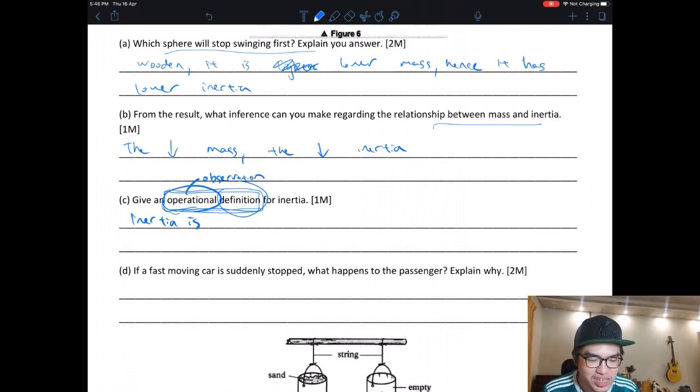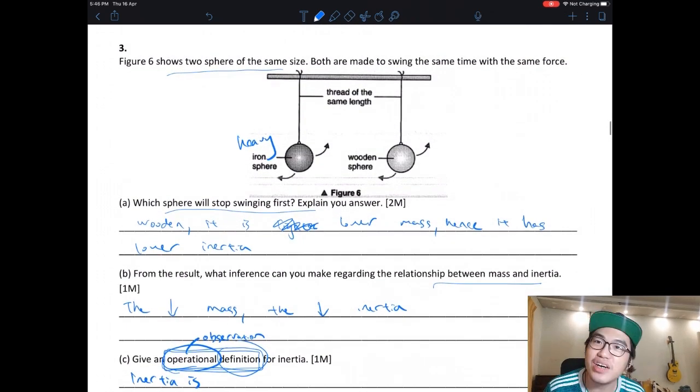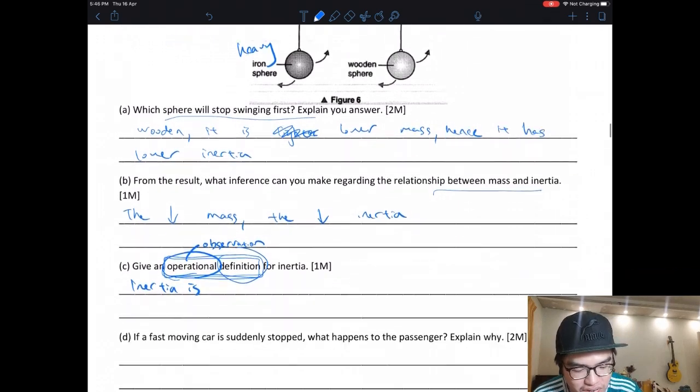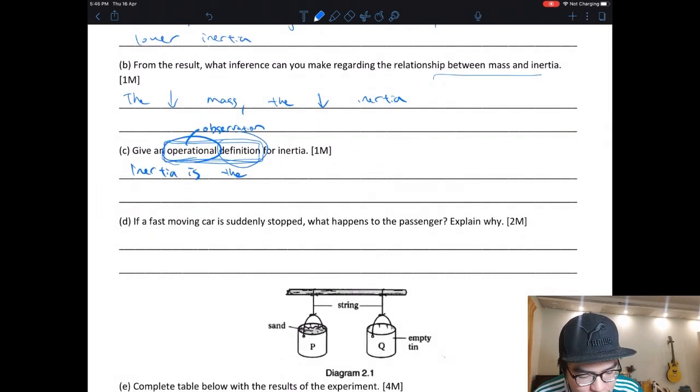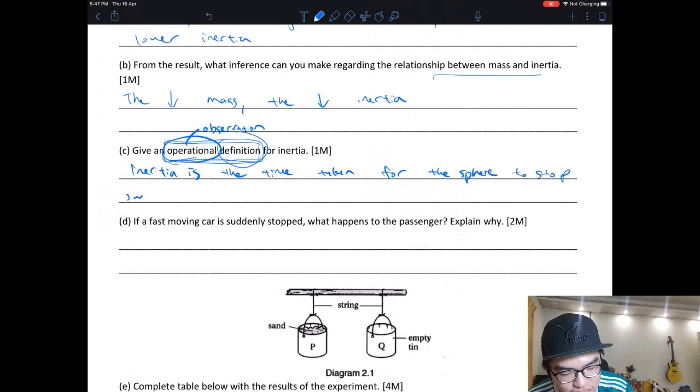So what's the observation here? Time taken for the sphere to stop swinging, isn't it? So inertia is the time taken for the sphere to stop swinging. This is what I mean by operational definition. But anyway, if you really can't answer this question, normally this is 1 mark. If you're really a perfectionist, then go for it. But if you're not, then whatever. But I will answer it. It's based on your observation. It's not as hard as you think.